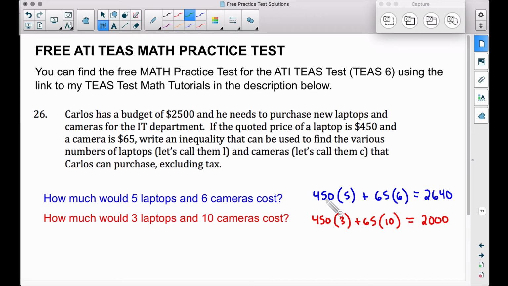Notice the 450 is always going to get used and the 65 is always going to get used. If I take 450 times L, where L is the number of laptops, plus $65 times C, the number of cameras. That's what the word problem tells us to use. As long as this does not exceed $2,500, we don't want to set it equal to $2,500. We want to set this less than or equal to $2,500 because what we have here is the price that Carlos will spend on laptops and cameras. As long as it is less than or equal to $2,500, he's good to go.